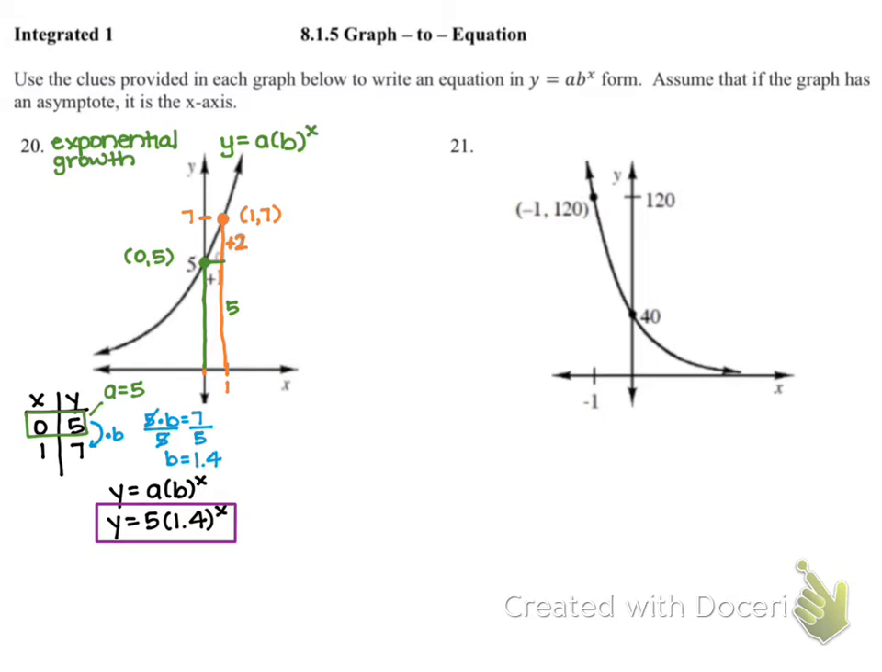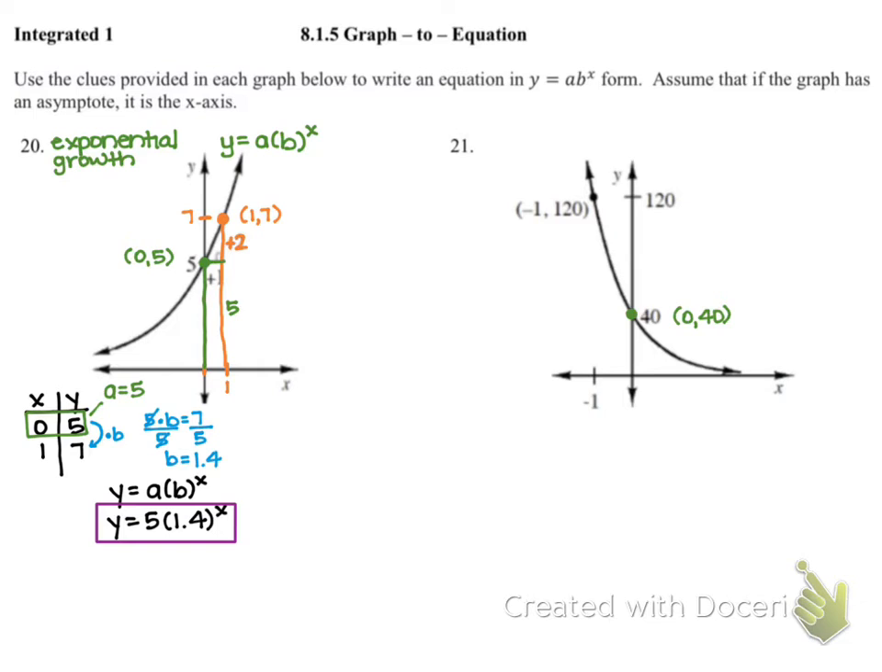Okay, same process on 21. I'm going to do the exact same thing. So I'm going to take a look at the graph. I see that this point is right on top of the y-axis. This is good. So this point is 0, 40. Now, what's really nice about this, my orange point, it's just another point.